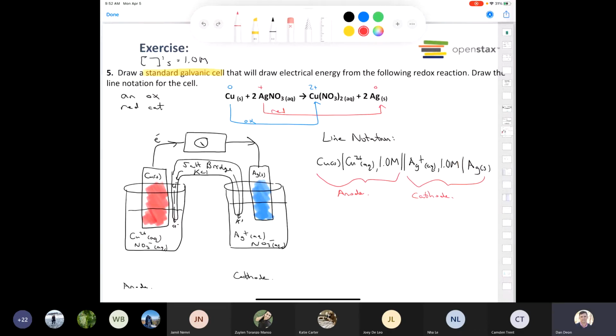And there you go. Give me a thumbs up if you think, I don't want to draw an electrochemical cell. I don't feel like doing that, but I think I could do line notation. Okay, that's the main thing. I want you to be able to represent an electrochemical cell using line notation. I want you all to be confident at that, because you can see it'd be very easy for me to ask you a question about that.